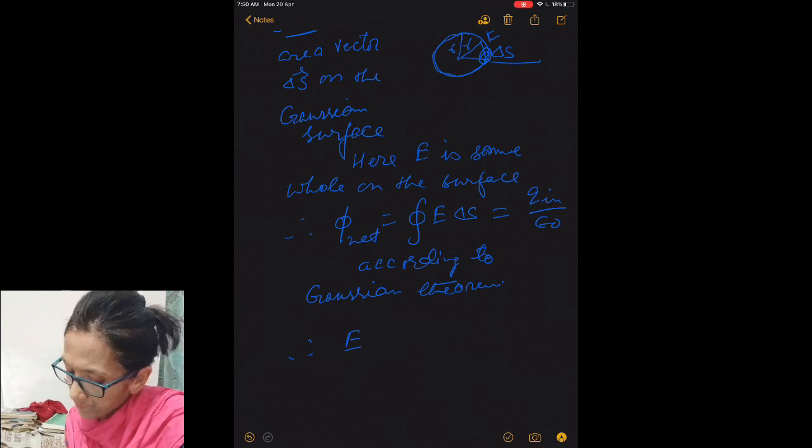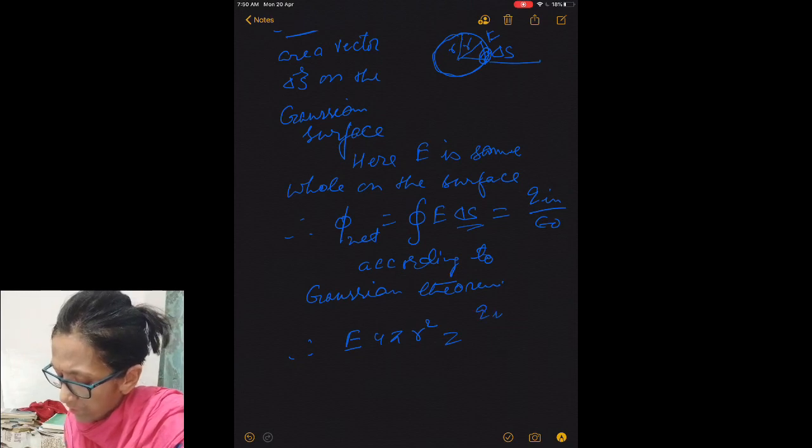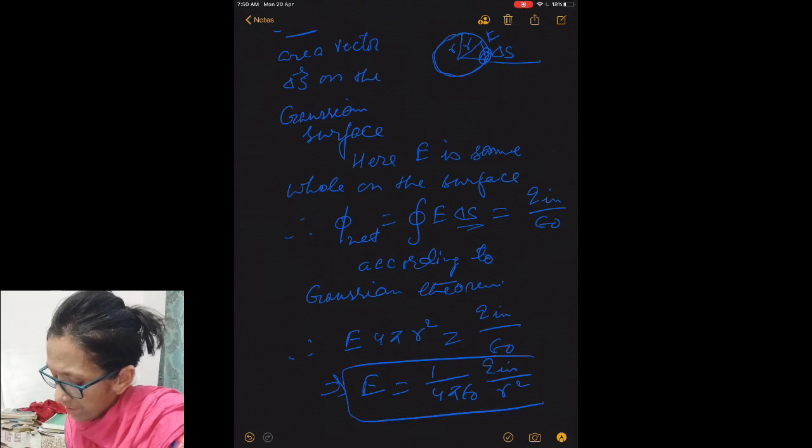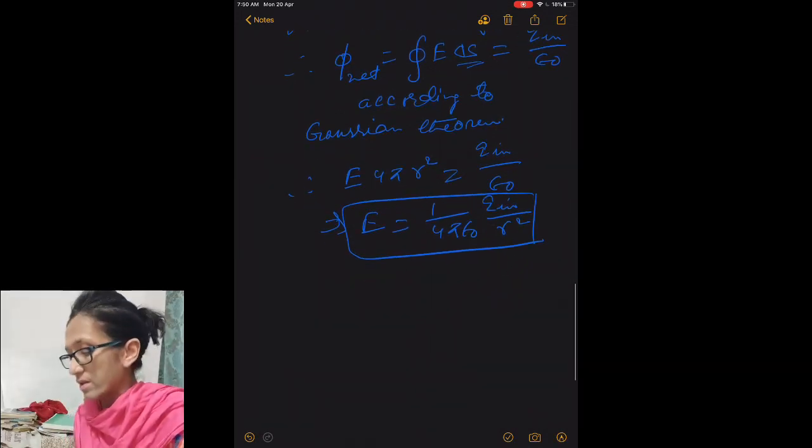Therefore, E is uniform, E is constant. We should integrate the surface area, and this is equal to 4 pi r square, and this is equal to Q enclosed by epsilon naught. It implies that E is equal to 1 by 4 pi epsilon naught Q enclosed by r square. So this is electric field on the surface itself.